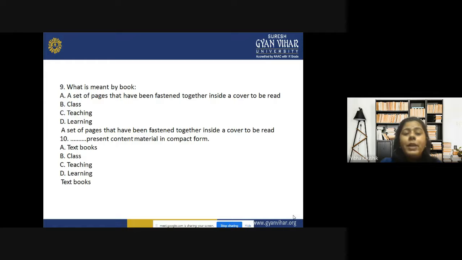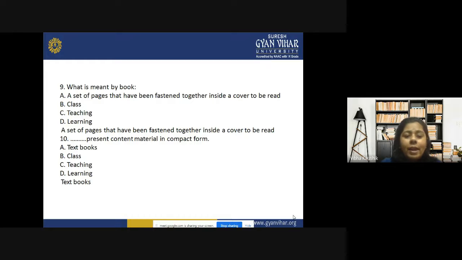Now what is meant by a book? A, a set of pages that have been fastened together inside a cover to be read. B, class, C, teaching, or D, learning. So the correct answer is that a book can be called a set of pages, a number of pages that have been fastened together inside the cover to be read.